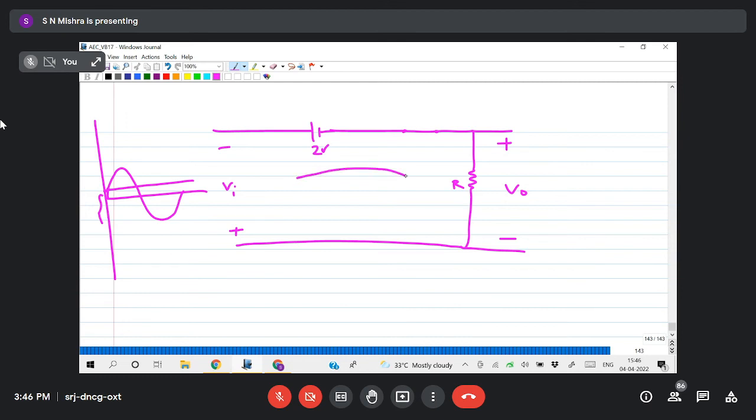If you apply KVL, what will you get? Minus Vi minus 2 minus V naught equals 0. So V naught equals minus Vi minus 2, or you can also take common: minus (Vi plus 2). Yes or no? What is your Vmax? Minus 10 minus 2 is minus 12 volt.